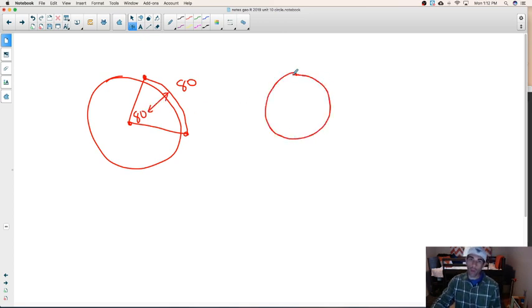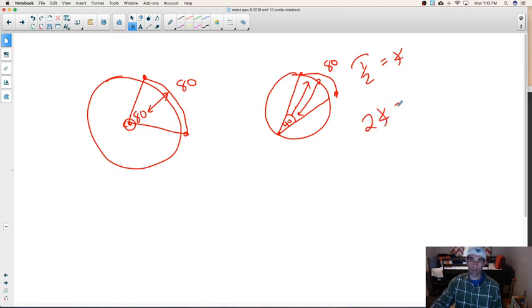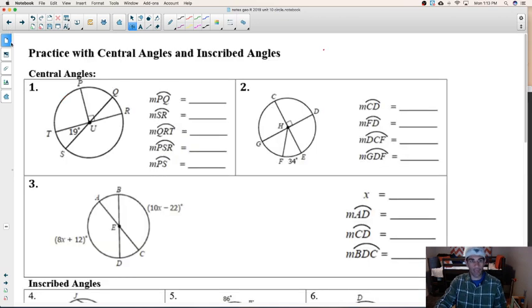Then you have an inscribed angle. Here's the center. It doesn't matter where it goes, but what we know is that the vertex of the angle is not going to be in the center. It's going to be somewhere on the circle. Again, we'll use the same numbers. If that arc is 80, they're not going to be equal, but you would take half of that, and that's what creates the angle. So half of the arc will equal the angle, or going the other way, you would double the angle, and that would equal the arc. So those are your two, and that's what we're going to do a whole bunch of practice on today.